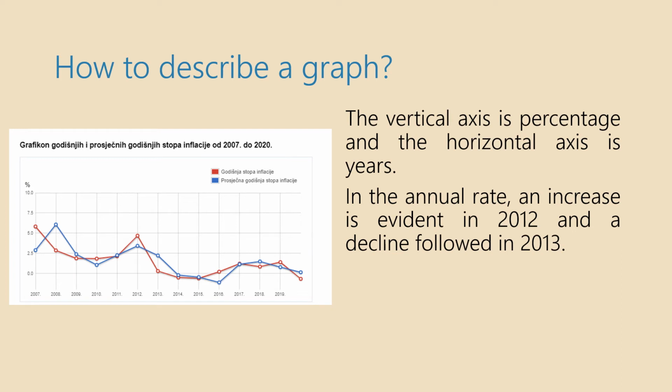Let's go back to axes a bit. As already mentioned, the vertical axis is percentage and the horizontal axis is years. What you will also need to say is what do these lines present? For example, in the annual rate, an increase is evident in 2012 and a decline followed in 2013.